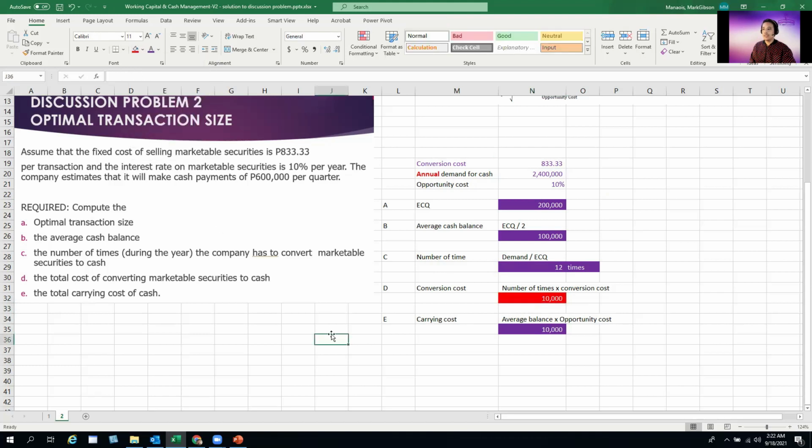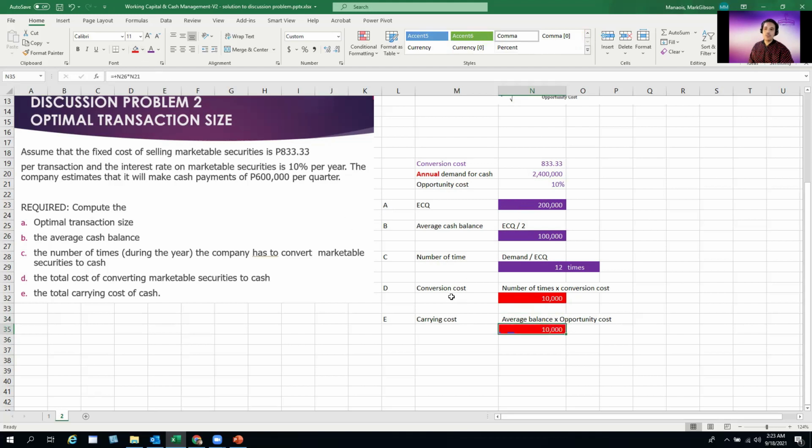Punta na natin yung letter E. Letter E is basically the carrying cost. Paano yung pag-compute ng carrying cost? Sabi dyan, average balance multiplied by the opportunity cost. So kung opportunity cost yun, alam mo na, yun yung 10%. So average balance of 100,000 multiplied by 10%. So that's 10,000.